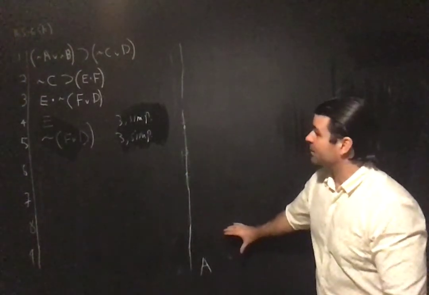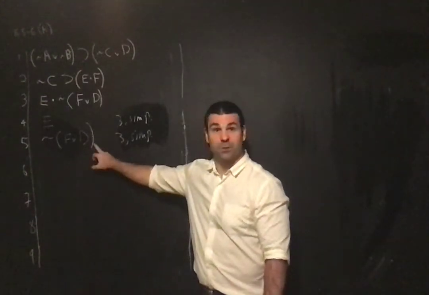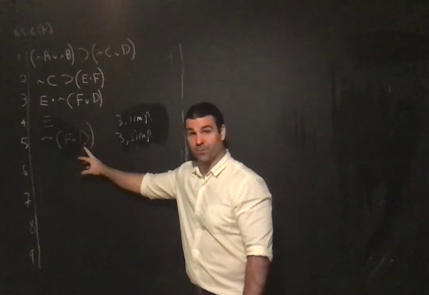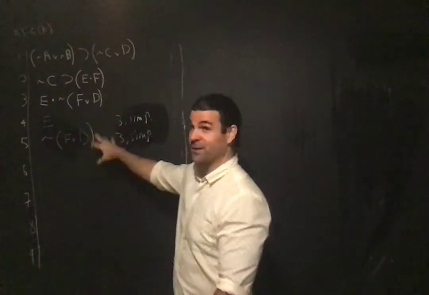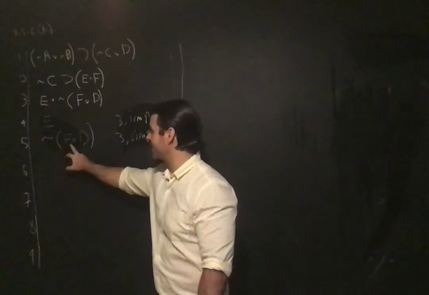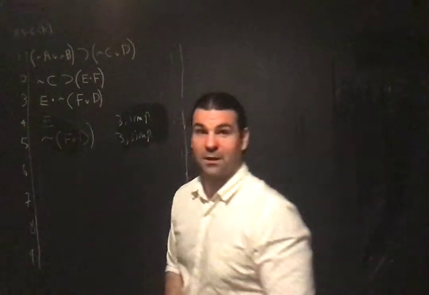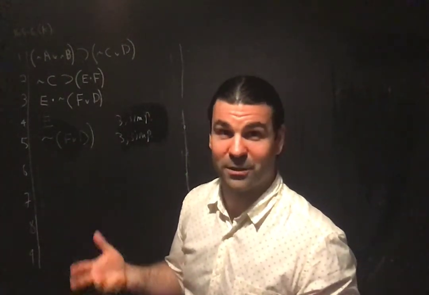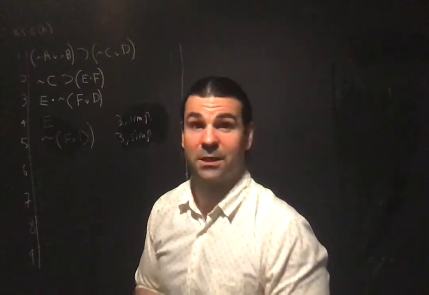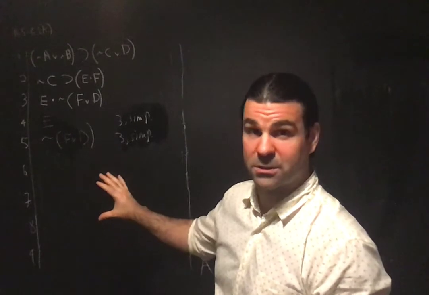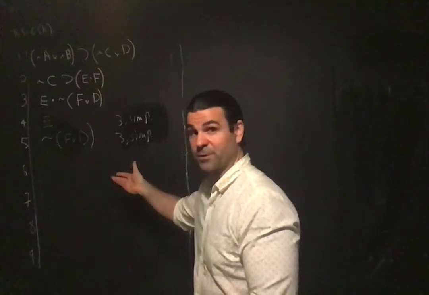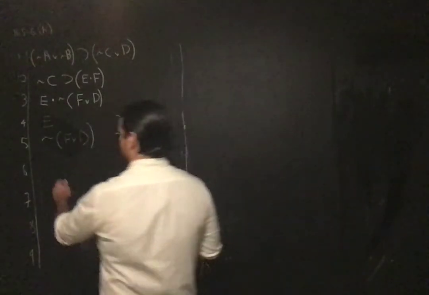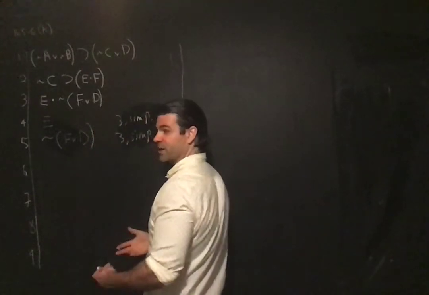Now if you look at 5, take note of the form of this. A happy face has appeared, right? This is a negated disjunction. That's the happy face emoticon. Negated disjunction is the happy face emoticon. Why? Because this puts me in mind of De Morgan's, in the special form of De Morgan's, where I get a conjunction as a result, right?